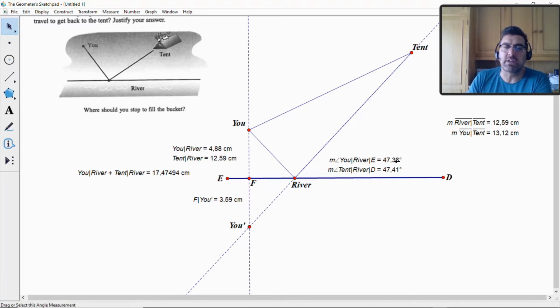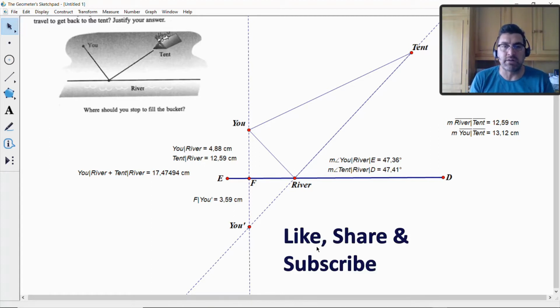Now again, you can see that those two angles are very close. Okay, so that's the big hint here, the big takeaway for this problem. Go and think about it and start formulating an argument now, and keep on working.